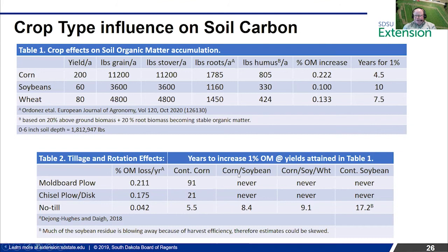Now, if we look at a corn soybean, a corn soy wheat, and a continuous soybean, we will never increase soil organic matter using tillage. Never. And in the no-till, 8.5, 9, and 17 years, respectively, to increase 1% organic matter.